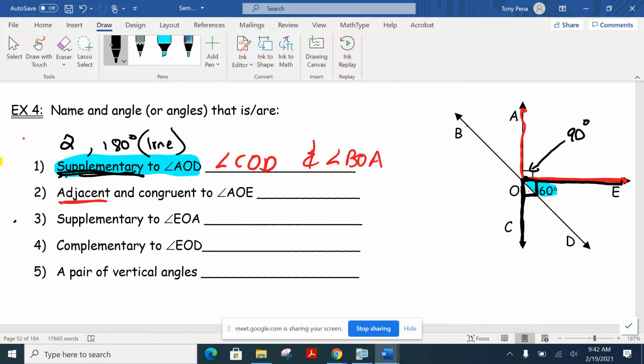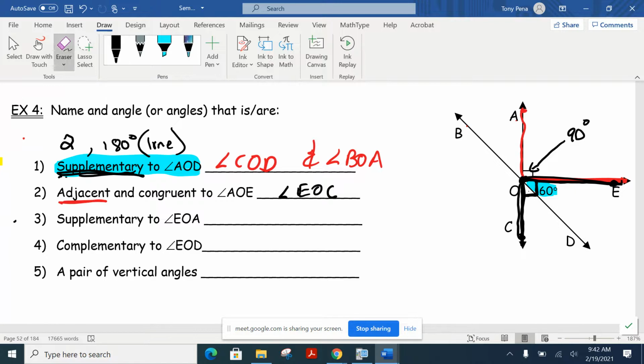We don't want to use a 60-degree angle. We want to do the angle going from E to O to C. So angle EOC. Okay. That's hard to visualize and understand. There's a different way to express an adjacent angle.